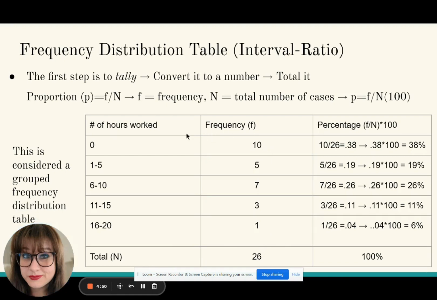And then how many people marked that they worked 0 hours? How many people marked that they had 5, etc. And you go down this list.